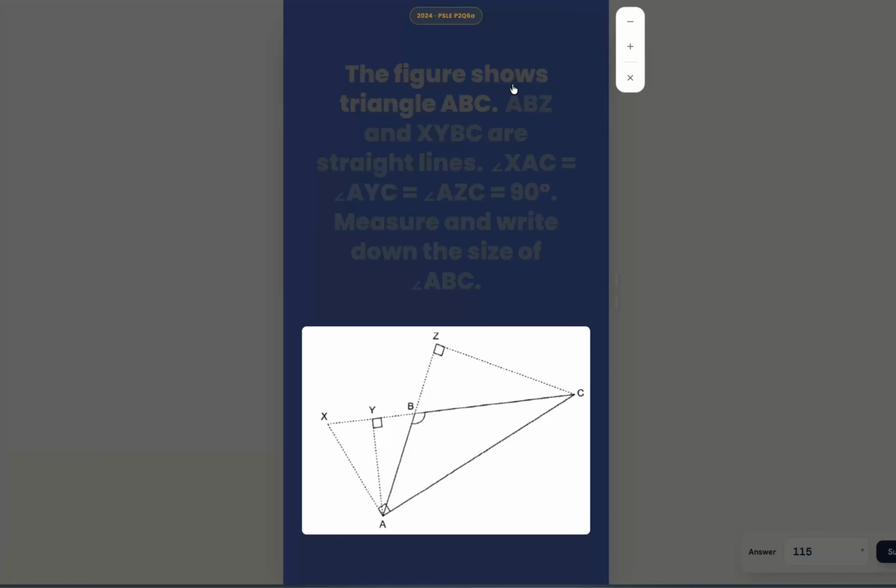Question 6, part A. The figure shows triangle ABC. ABZ and XYBC are straight lines. XAC equal to AYC equal to AZC equal to 90 degrees. Measure and write down the size of ABC.